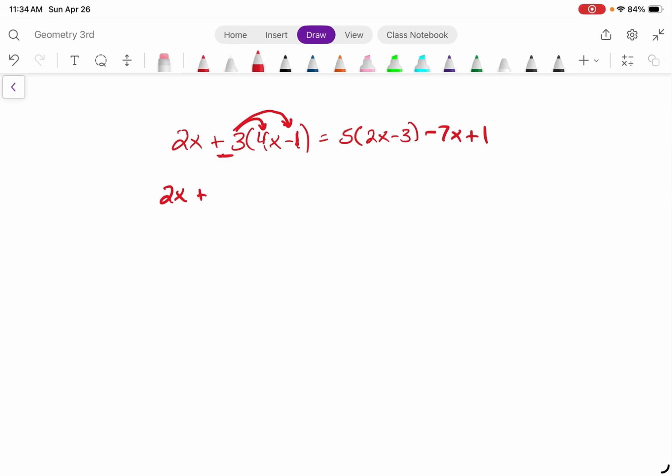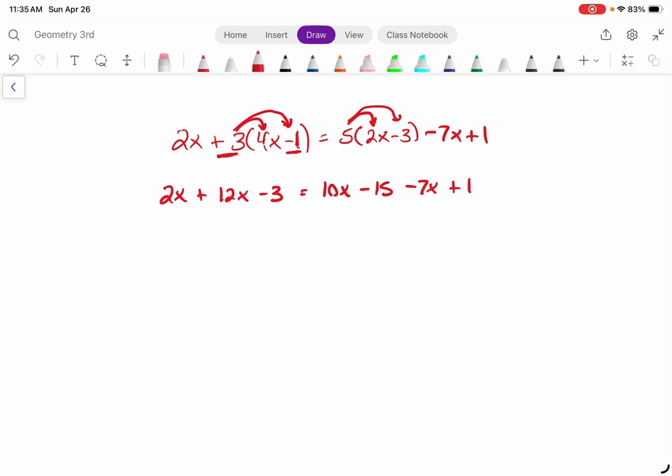So 3 times 4x gives us a 12x. Make sure you always put your pluses and minuses so we don't get confused. A positive 3 times a negative 1 will be a negative 3. Equals, same thing with the 5. Distributive property, make sure you multiply by everything in parentheses. So we now have a 10x, and 5 times a negative 3, and again, if you want to put a plus there, you could. 5 times negative 3 would be a negative 15. And negative 7x and positive 1 stay the same.